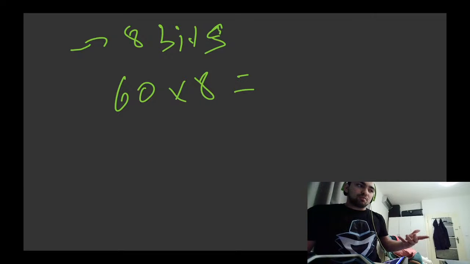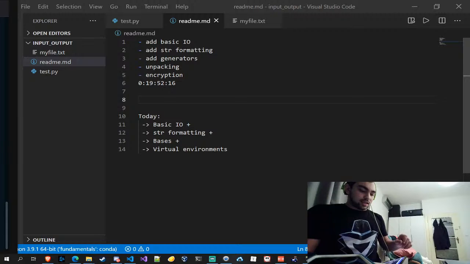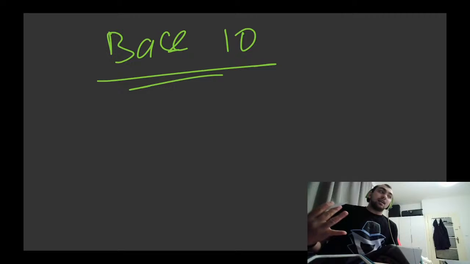So how can we represent it in a more compact way? Well, we can use other bases to represent those numbers. Let's talk about base 10. We could use base 10 to represent bytes. But there's a problem with using base 10 to represent bytes.